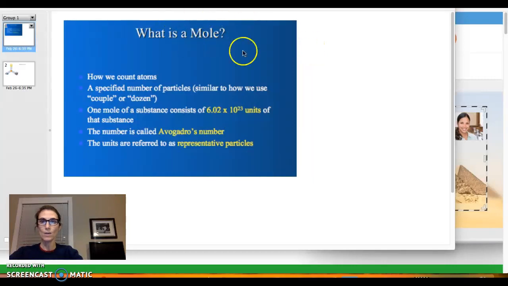Today we're going to talk about mole conversions, and we're going to talk about converting moles to representative particles. So the first thing that we want to do is define what a mole is. A mole is the unit that we use to count atoms. A mole is equal to a specified number of particles, similar to the way that we use the word a dozen. When we think of the word a dozen, we think of 12 of something.